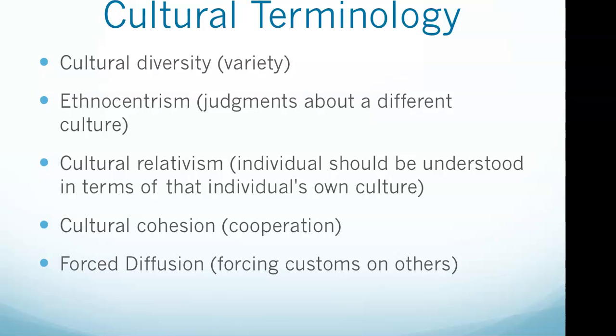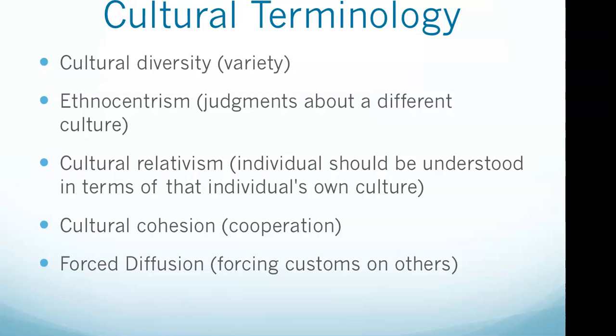So these 5 terms are really what you'll be tested on, and you just need to have a basic one sentence definition in your mind for each of them. So we'll go through each. Cultural diversity describes the variety of differences between cultural or ethnic groups. Okay, not surprising, pretty easy to guess that one. Ethnocentrism is demonstrated when one makes judgments about a culture that is different than their own. Cultural relativism is the principle that an individual's human beliefs and activities should be understood by others in terms of that individual's own culture.